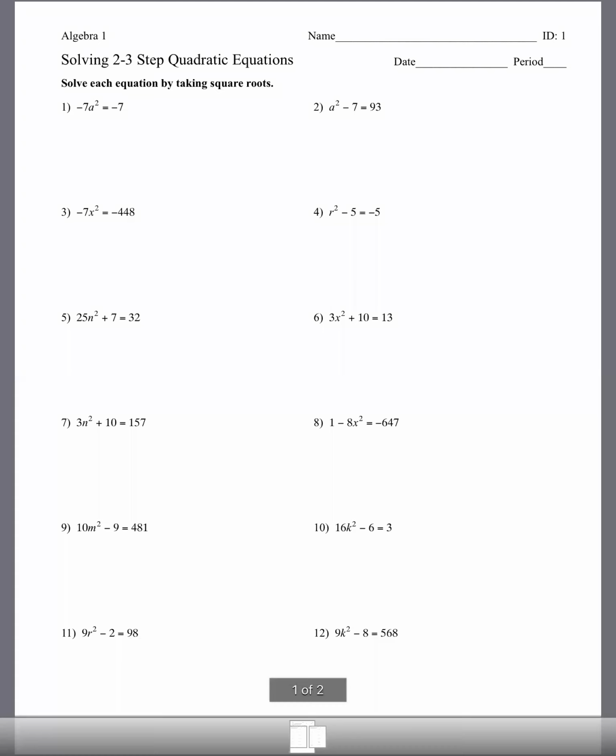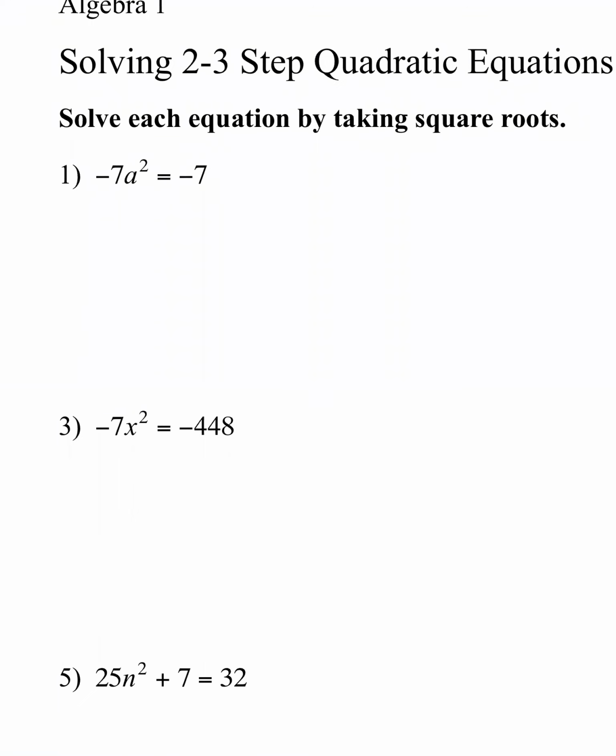All right, so today we are looking at 2 to 3 step quadratic equations, solving these. So the steps are pretty much going to be the same that we were talking about in the last lesson, which were, in case you forgot, you want to get whatever is being squared by itself. Okay, so if I take a look at number 1, I have a squared. I want that to be by itself. So that means I'm going to have to get rid of this -7 in front.